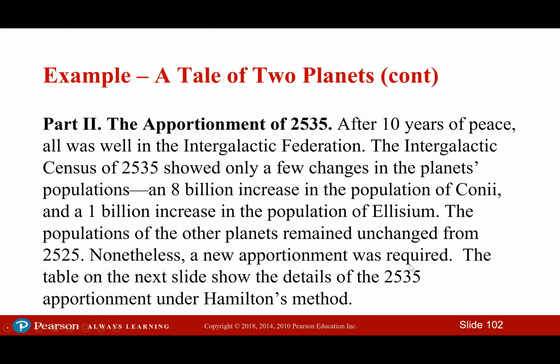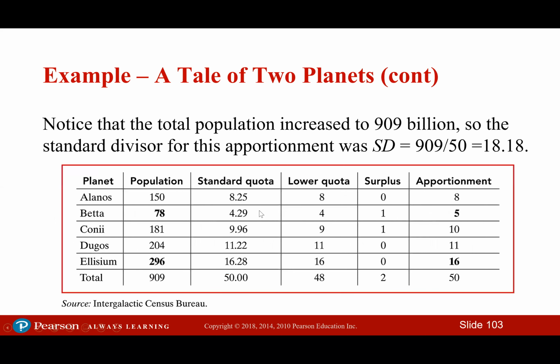Part 2, 10 years later, there's another thing that happens here. A census is made, and it says that we have some changes in our population. So what happened was an increase of 8 billion in Coney and a 1 billion increase in the population of Elysium. And what happened was the populations of the other planets remain unchanged. But because of technically the divisor, the way things are divided, it does show some problems.